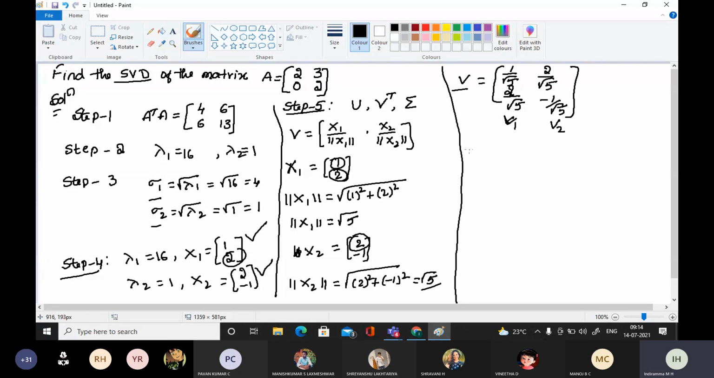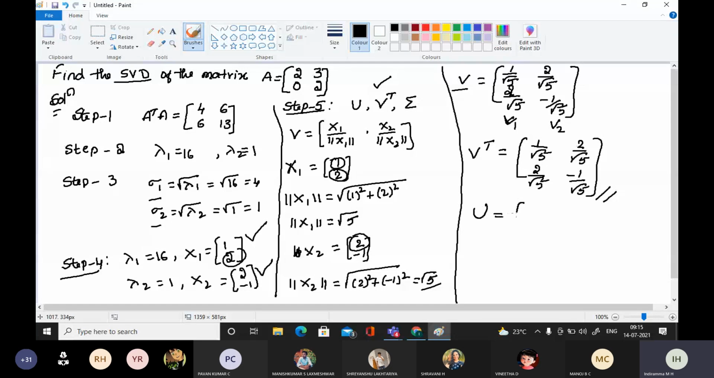Yes, ma'am. Next, find the transpose of this. The first column becomes the first row: 1 by root 5, 2 by root 5. The second column becomes the second row: 2 by root 5, minus 1 by root 5. So out of 3 matrices we got 1 matrix. Next we have to find U and sigma. Did all of you understand finding V transpose? Yes, ma'am. Next we go for U.